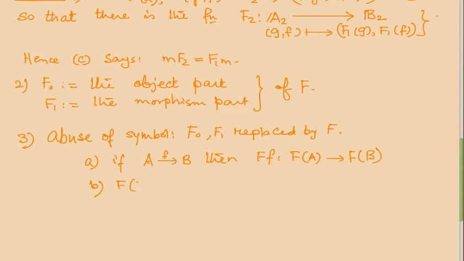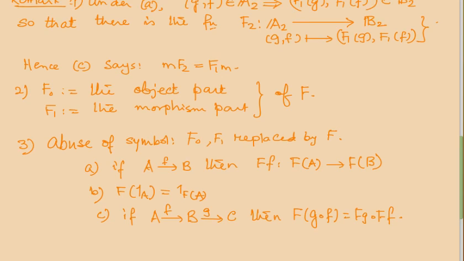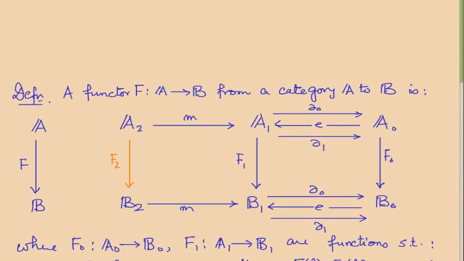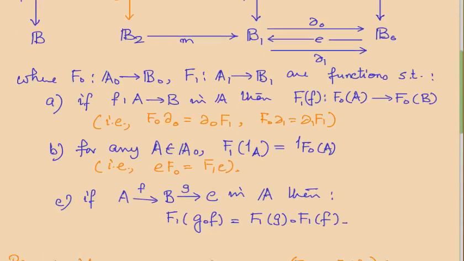F of 1A is 1 of FA, and C becomes if G F is composable, then F of G F is F G composed F F. Okay. So in the simpler language. So this is a function. This is a functor. Okay.